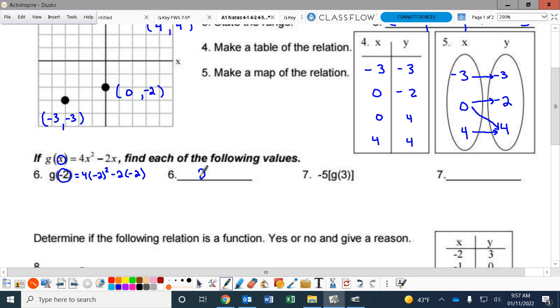All right. For the second one, for problem number 7, it's going to be negative 5 on the outside. Guys, this is outside a bracket. That negative 5 stays on the outside. You write a negative 5 on the outside. You write a bracket. You're plugging in 3 wherever the x was in the problem. So it's going to be 4 times 3 squared minus 2 times 3. Close your brackets.